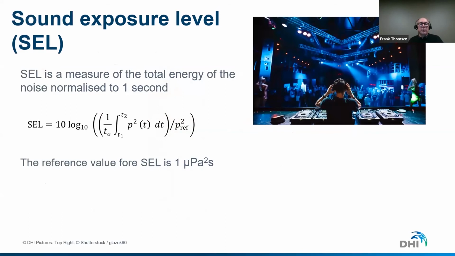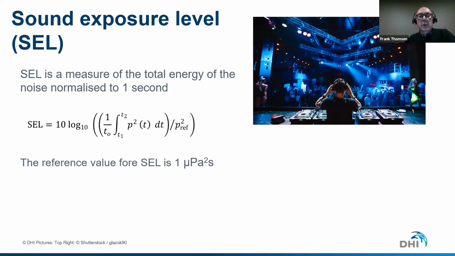Now, if you know your sound source and you have an idea on the intensity, you want to get some currency on how much energy the receivers are exposed to. For that, you use a sound exposure level, or SEL. SEL is a measure of the total energy of the noise normalized to 1 second. This is a formula for it. The reference value for SEL is 1 micropascal squared per second. And this per second is the energy part. It's the pressure over time. And this is what we also call the acoustic dose.